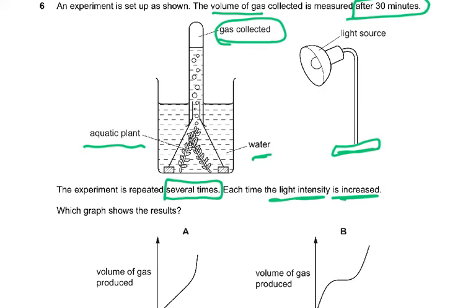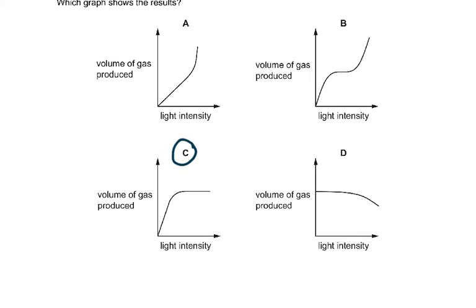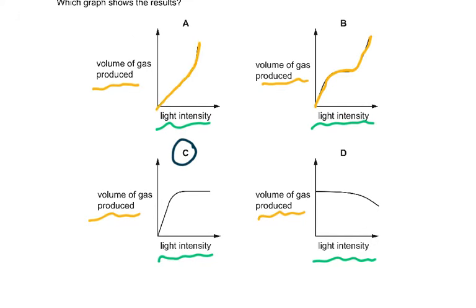Now it says which graph shows the results, and if you look at the four graphs, what do they have? On the x-axis they have light intensity. All of them have light intensity. Please look at it carefully. Is it the same graph? Sometimes they change this as well. Then on the y-axis, all of them have volume of gas produced. And volume of gas produced in one case is increasing and then leveling off and then increasing. Here it is increasing and then it is going straight, so it is increasing but then it's remaining the same. And here it is going up and then it's becoming constant, so the volume of gas produced is now not increasing, and then it is increasing.